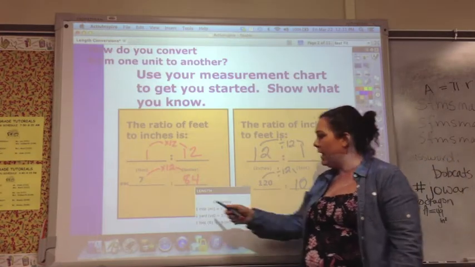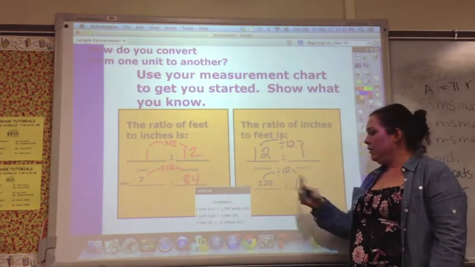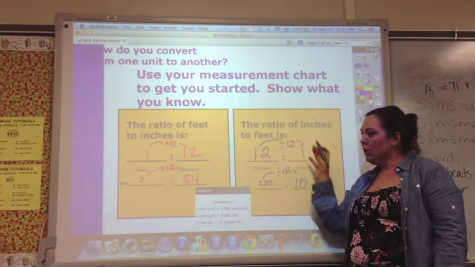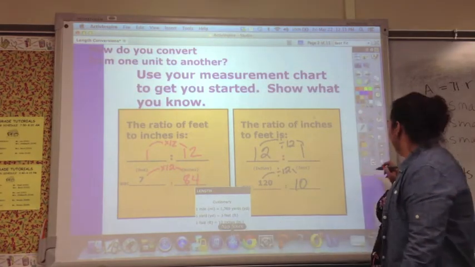So it looks the same. If you have 7 feet, you have 84 inches. If you have 10 feet, you have 120 inches. And so these proportions will always remain constant, and you keep looking at your chart.